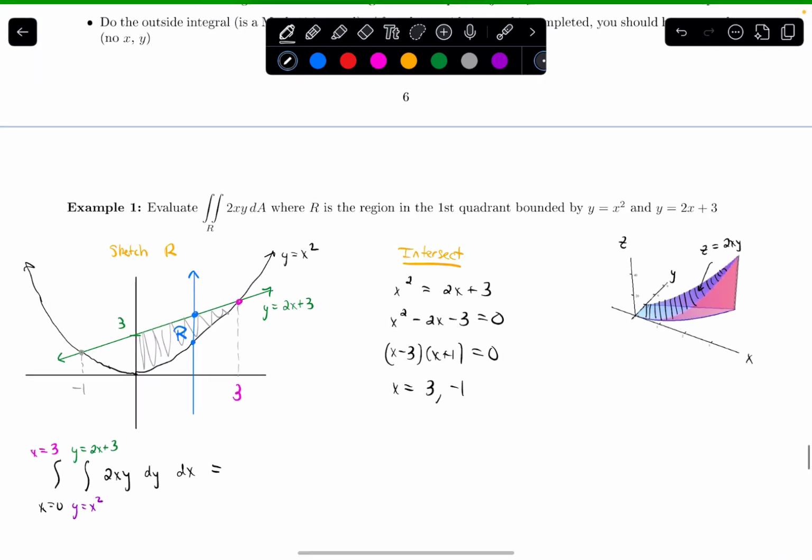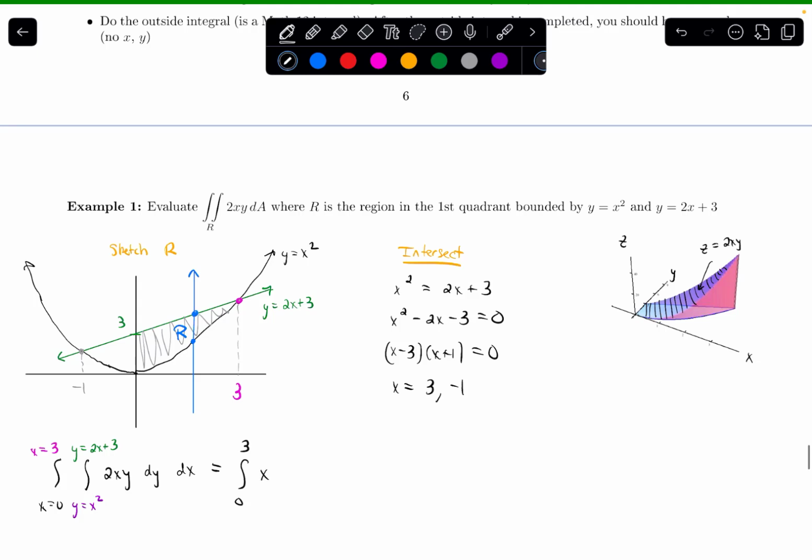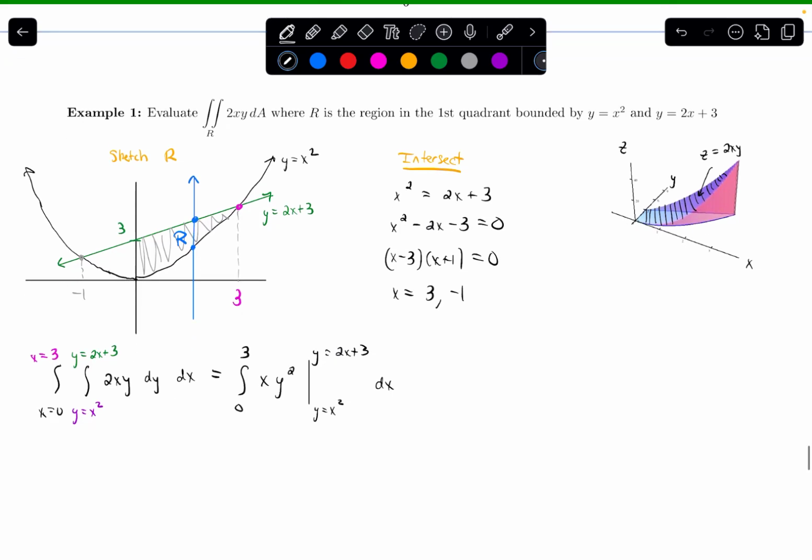So I'll get my outer integral, which goes from 0 to 3. I'm going to start to get a little lazy when I write these; I'll just write the numbers rather than x equals. Now for the inner integral, treat y as the variable and x as a constant. So the x will just stay there, multiplying the antiderivative of 2y, which is y squared. Then I'm going to plug in y equals x squared and y equals 2x plus 3, and my outer integral is a dx integral. Okay, so I can plug those in now.